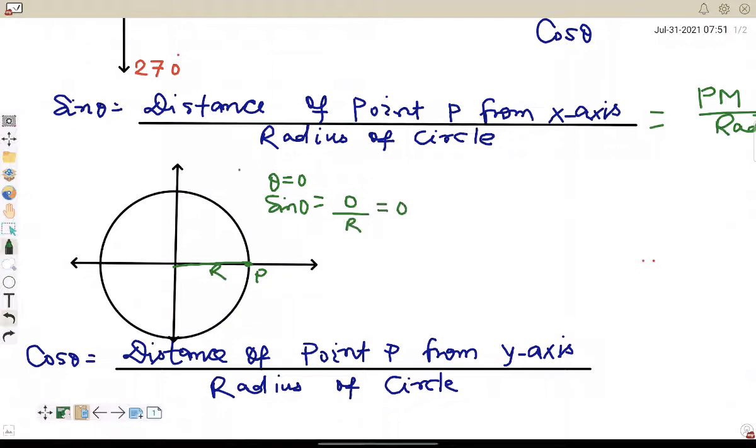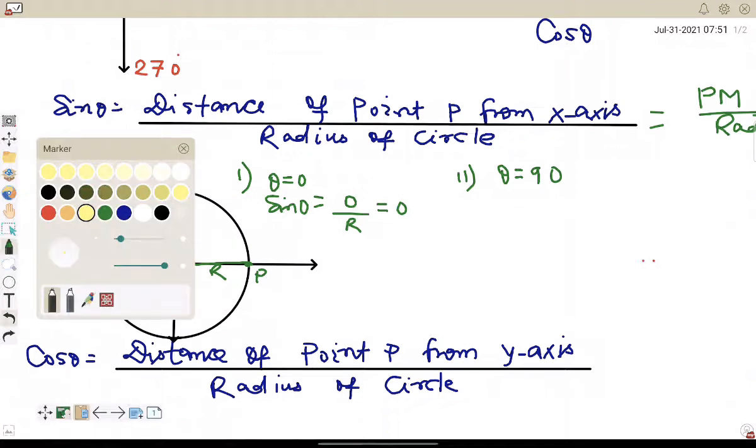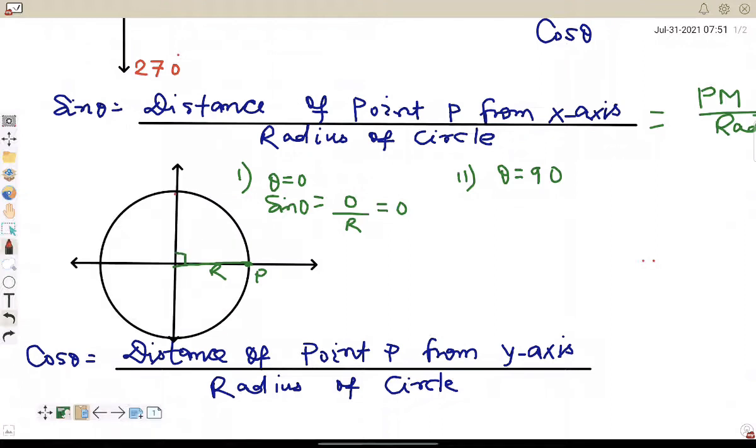Next, if we try to find the value of sine 90, we can take theta equal to 90 degrees. When this point P lies here, I will give some other color for this. When P lies on the second point, this one is P second, this one is P first. So when P lies on the y-axis, we can take 90 degrees with the positive direction of the x-axis, so we can find the value of sine 90 degrees.